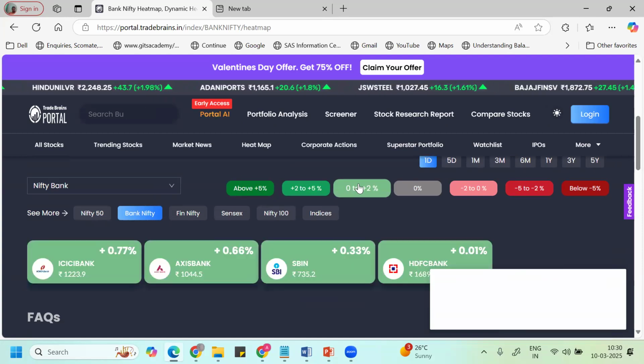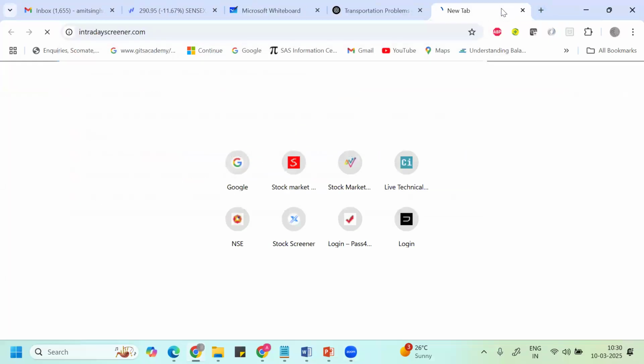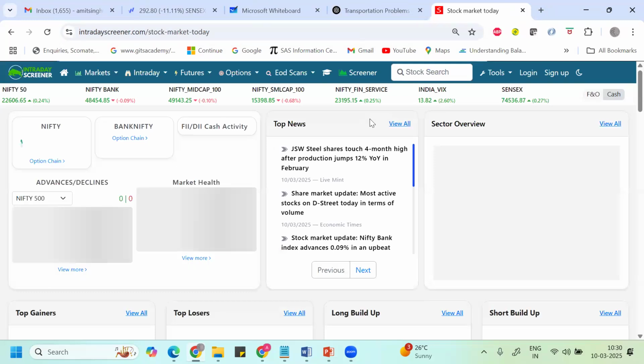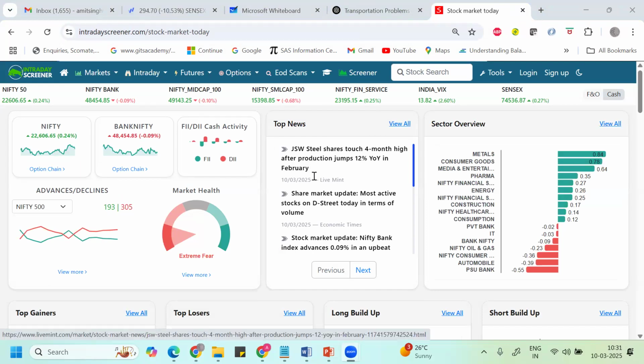I hope so far this is clear. So one website is portal.tradebrains.in, from which you can search the stocks for intraday trade. Or you can go to the website called Intraday Screener. Here you can see the top news, like JSW Steel has touched a 4-month high after their production jumped 12% year on year in February.